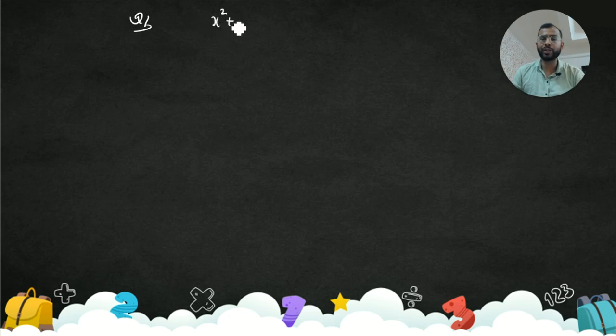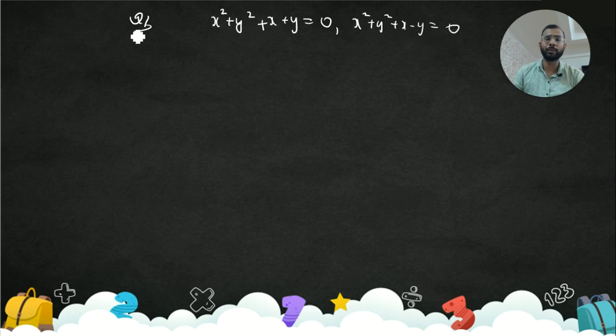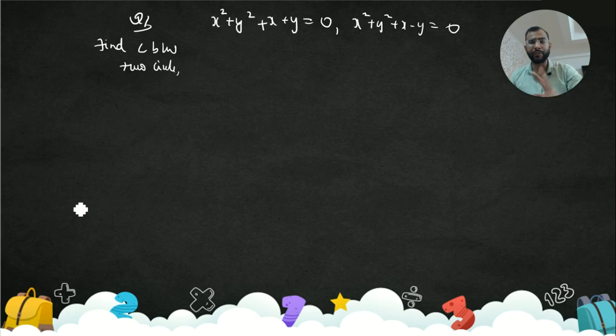Let me directly write the equation. x square plus y square plus x plus y equal to 0. This is the first circle. The second circle we have is x square plus y square plus x minus y equal to 0. Find the angle between the two circles. For that I want r1, r2, everything. Okay, chalo, let's find out.